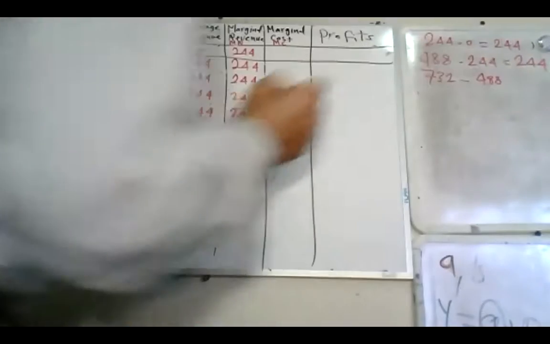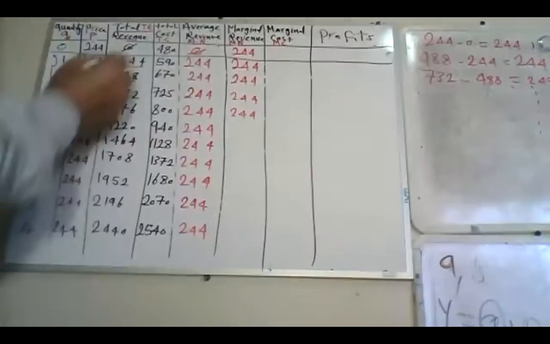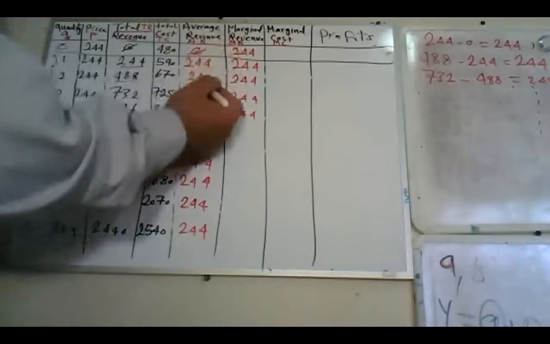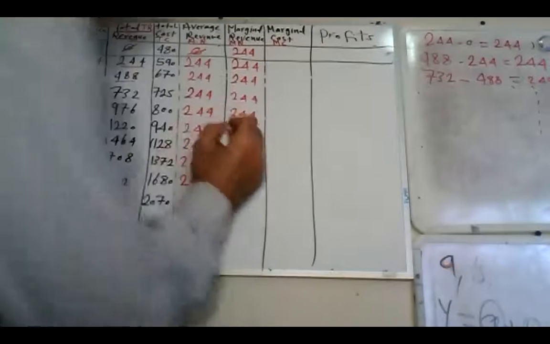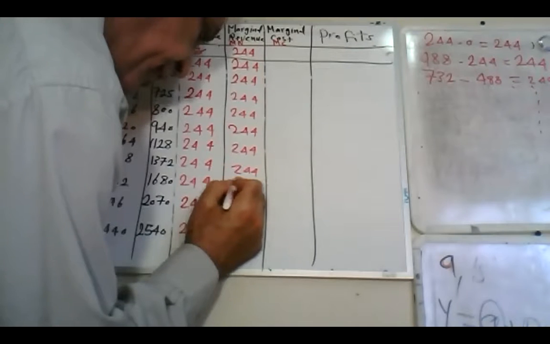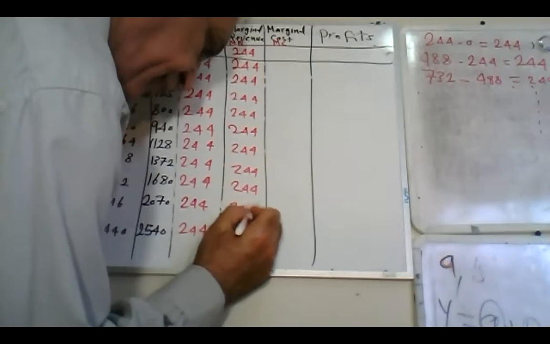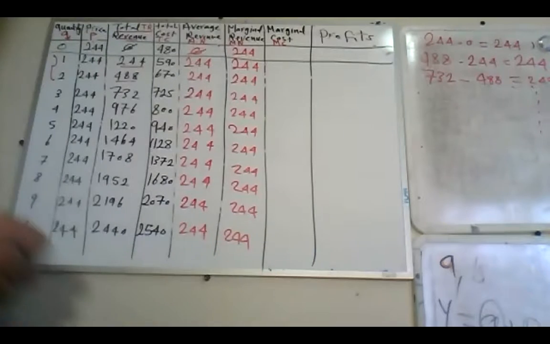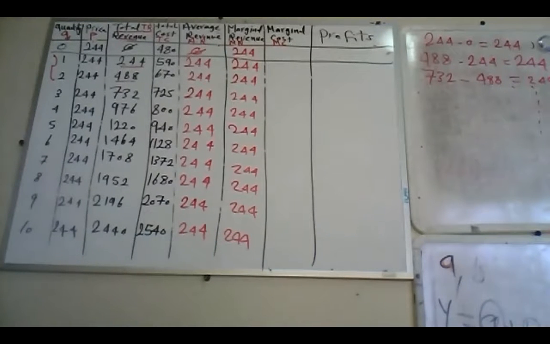Then 732 minus the number before it, 488, that will give me also 244. And for the rest of the column, the same thing, which I counted just now, the marginal revenue will go on at 244 for any level. 244, 244, 244, 244. Okay, then we still have the marginal costs.